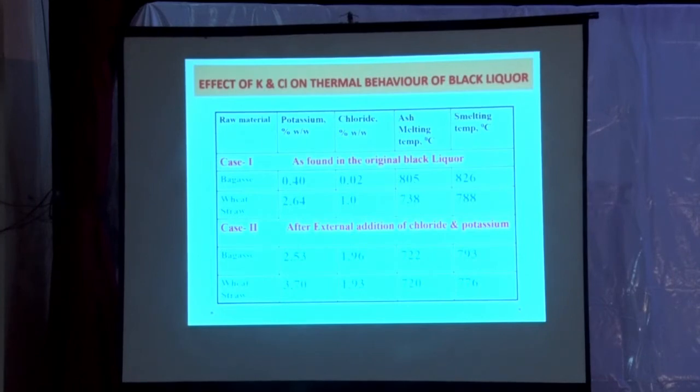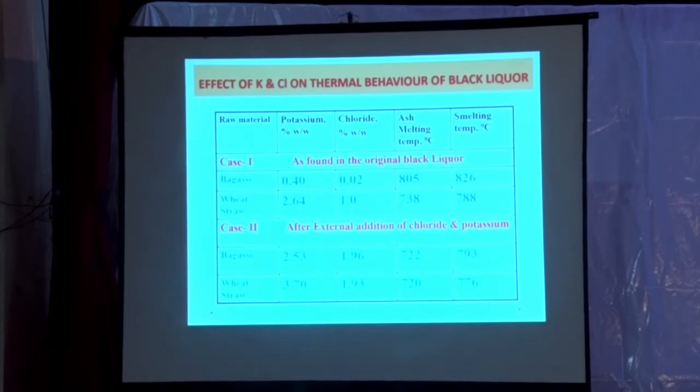You see, about 17% ash melting temperature has gone down. 17% is a substantial decrement in the ash melting temperature. A compound which was passing through the upper region at 700 degrees centigrade without any deposit will start depositing when the chloride content is 2%. So just see the effect.